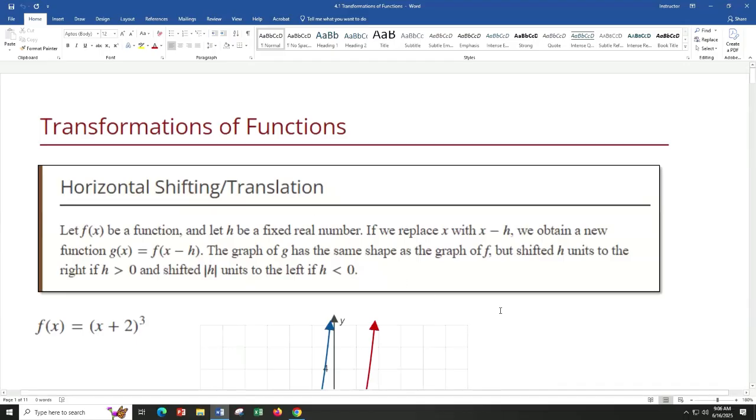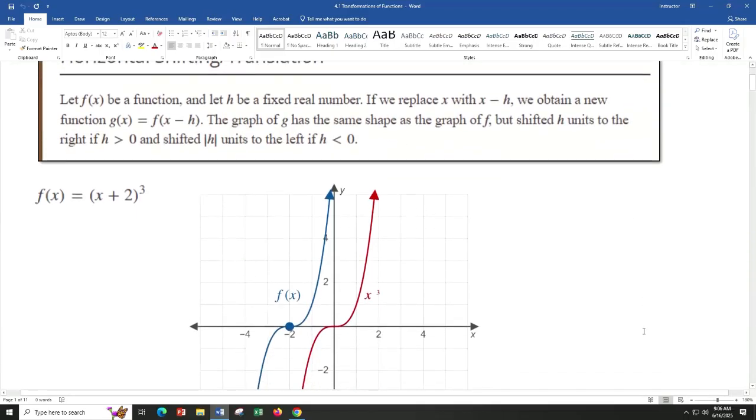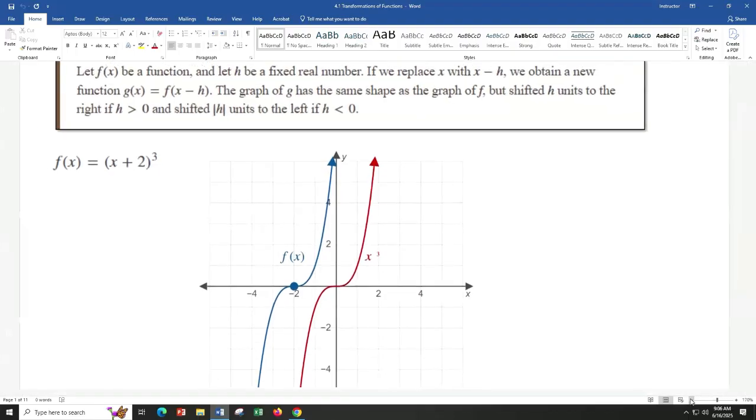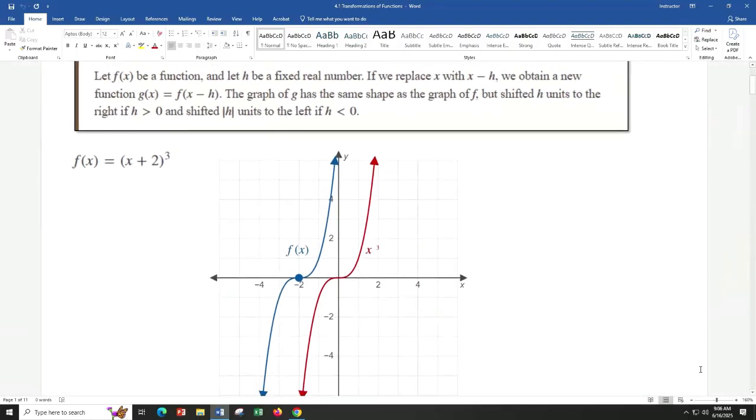So let's look at this first one here. We're going to do some horizontal shifting. Let f of x be a function, let h be a fixed real number. If we replace x with x minus h, we obtain a new function g of x, which is equal to f of x minus h. The graph of g has the same shape as the graph of f, but shifted h units to the right if h is greater than 0, and shifted absolute value of h units to the left if h is less than 0. Why do they put absolute value? Because we're talking distances here.